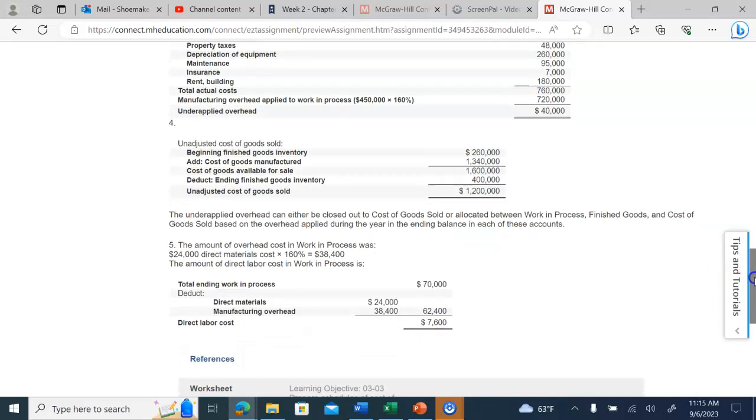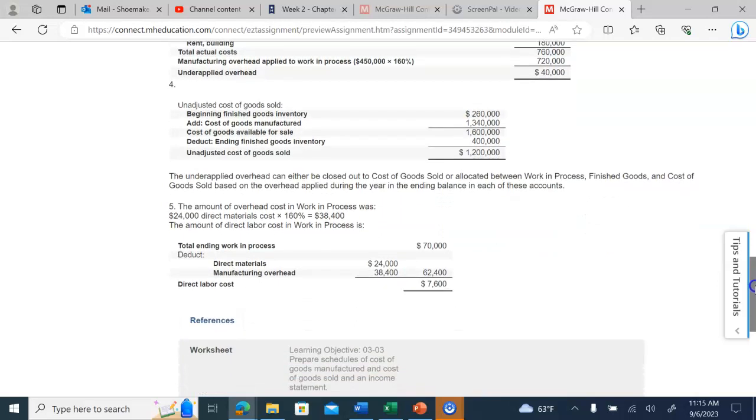Then, in this case, the underapplied overhead can be closed out to cost of goods sold or allocated between the three different ones. Yes.